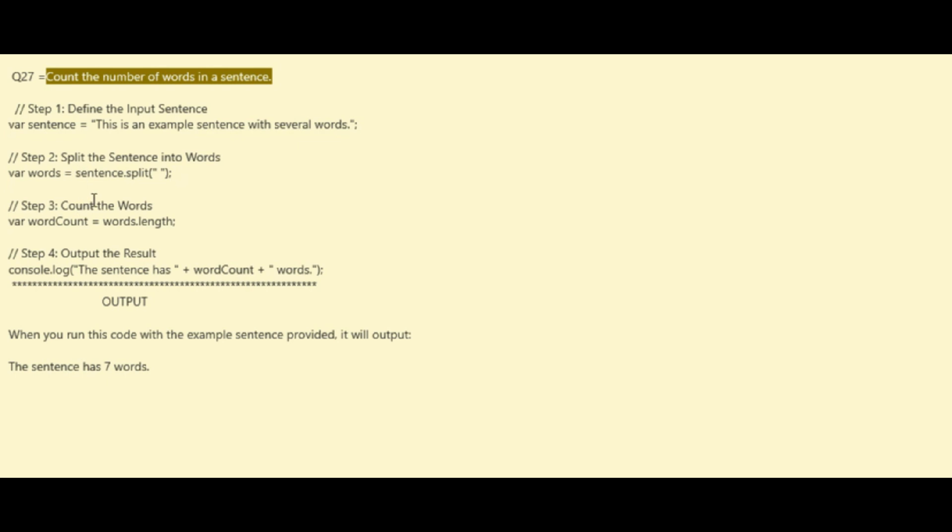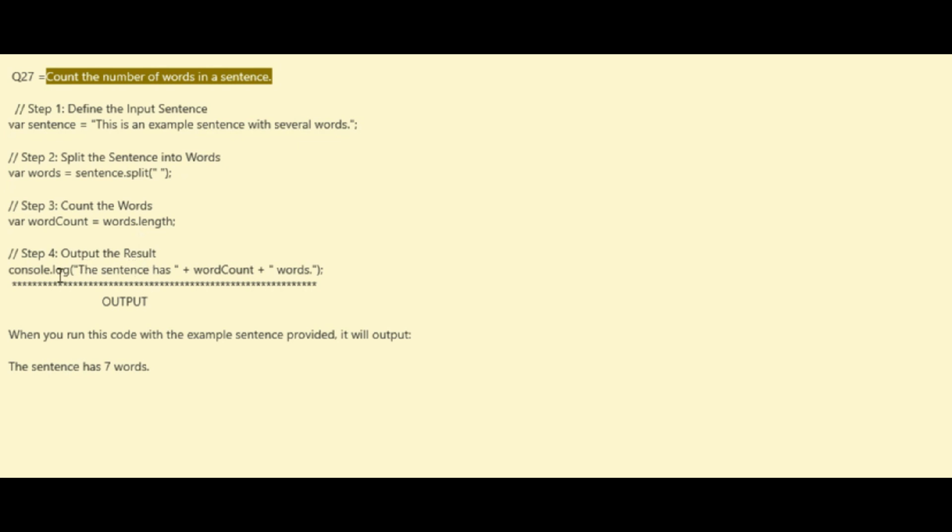Come to step 3, count the words. In this part of the code, we simply count the number of words by getting the length of the words array. The length property tells us how many elements are in the array, and we store this count in the wordCount variable.